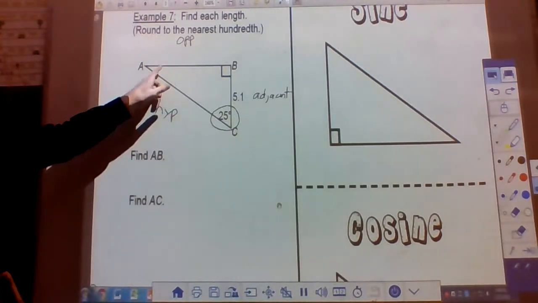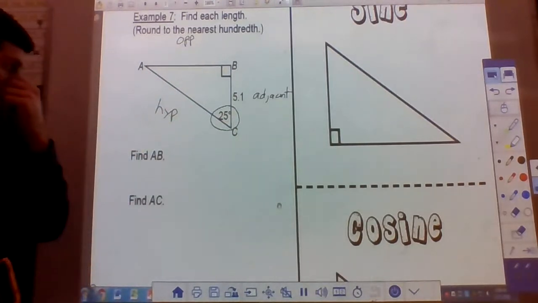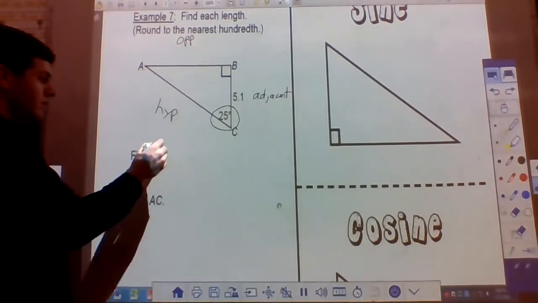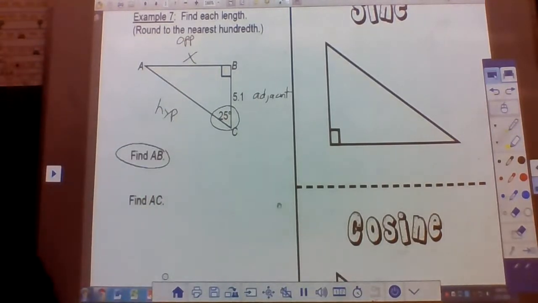If we were talking about angle A, then this would be the opposite side, and this would be the adjacent side. All right, so now we have sine of theta is opposite over hypotenuse, cosine of theta is adjacent over hypotenuse, and tangent is opposite over adjacent. We have to figure out which one to use. The first question wants us to find AB. I'm going to call AB x. It represents the length of AB.